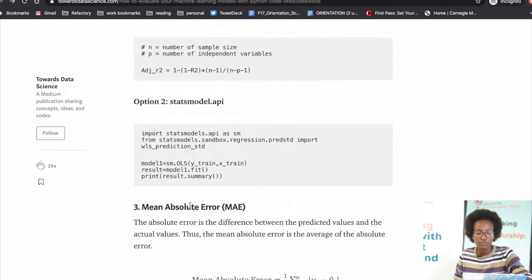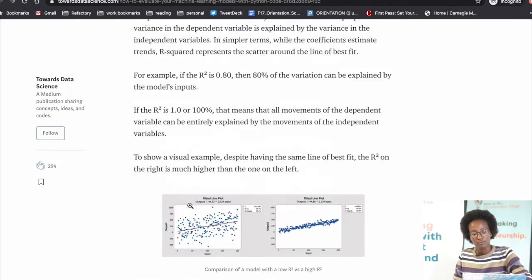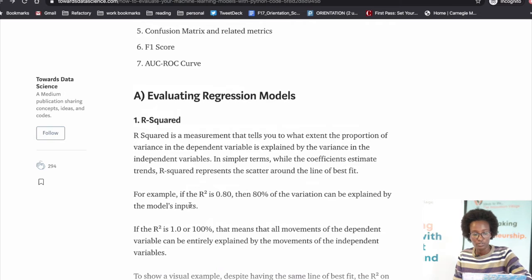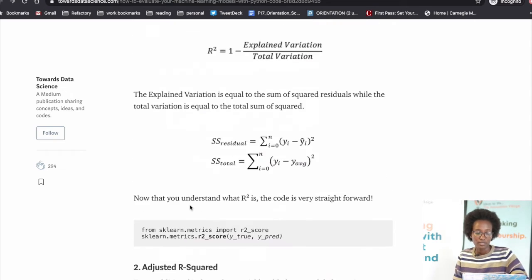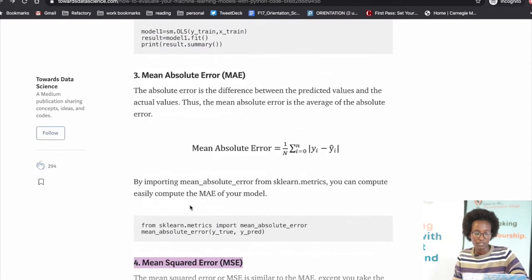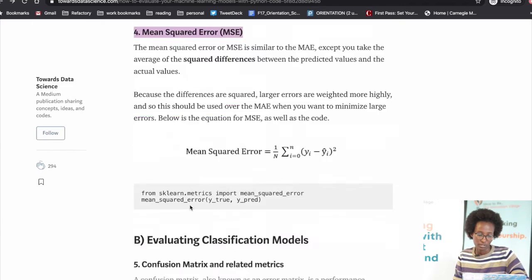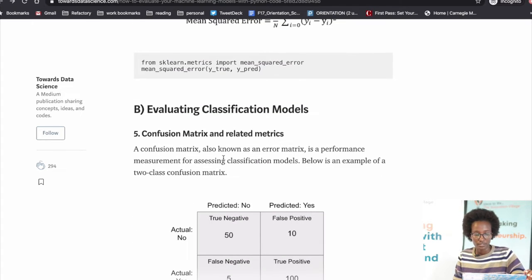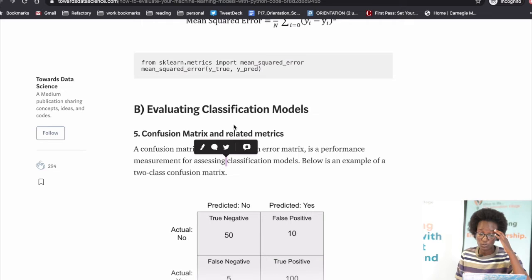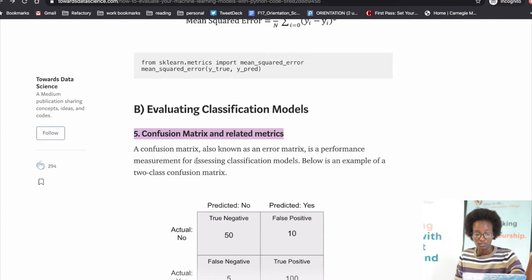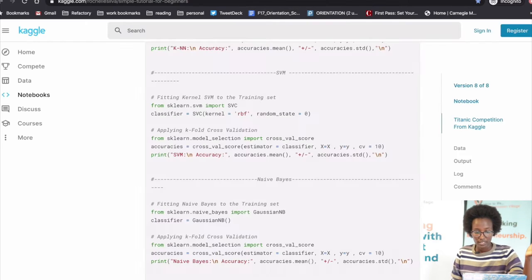Okay, so we have seen 4 examples of evaluating regression models: the R squared, the adjusted R squared, the mean absolute error, and then the mean squared error. And then the examples for classification models, like the models that we just saw in the Kaggle Titanic dataset.